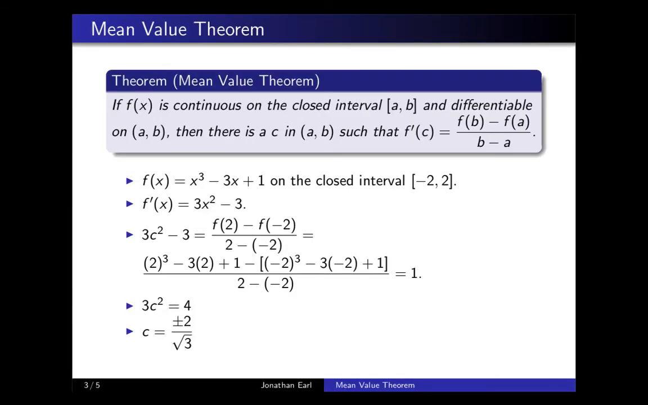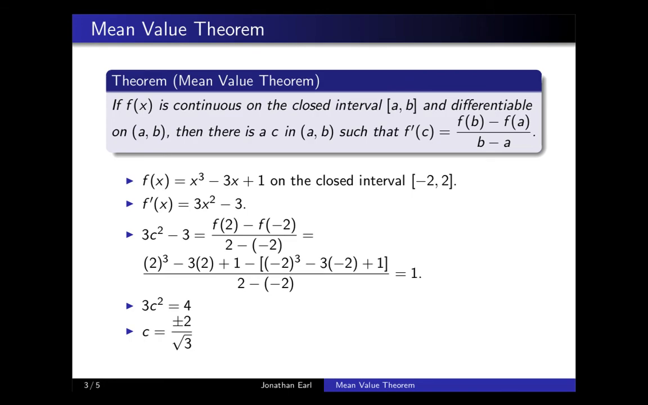Okay, so then we'll do the same kind of thing for the second example. This one's much simpler because it's a polynomial, so it's differentiable and continuous everywhere, so the mean value theorem applies. So now we'll go and find the c values that exist as guaranteed by the mean value theorem.